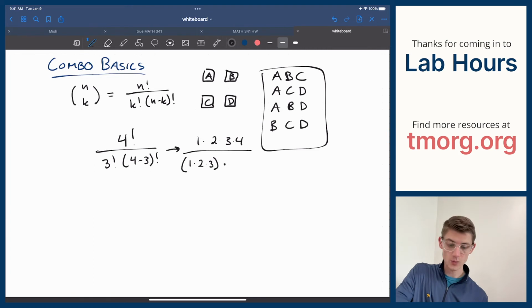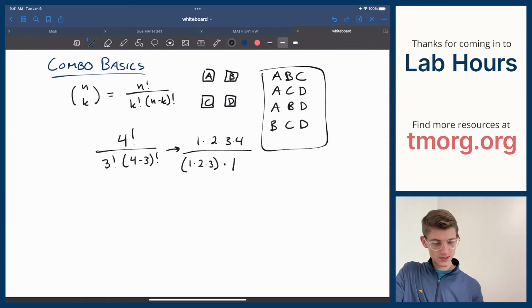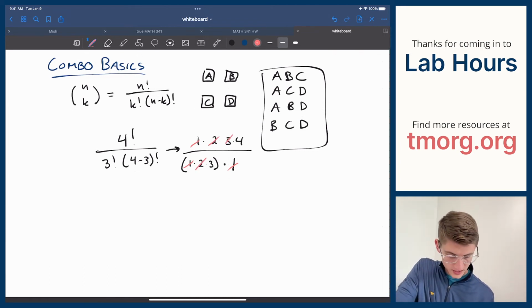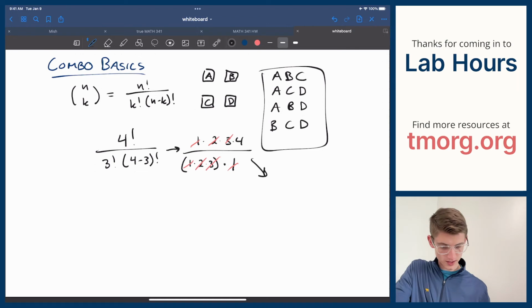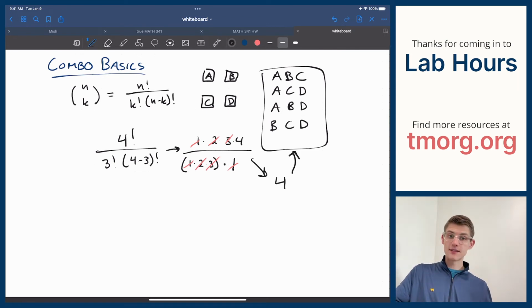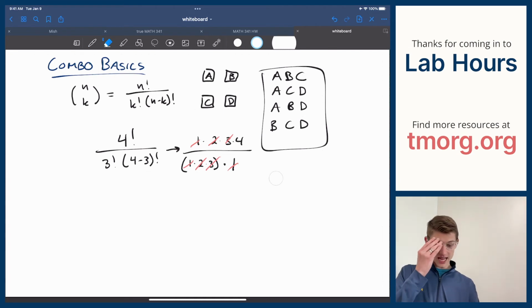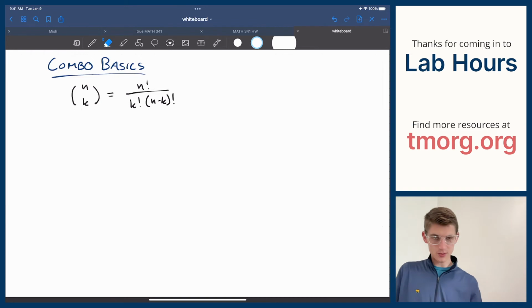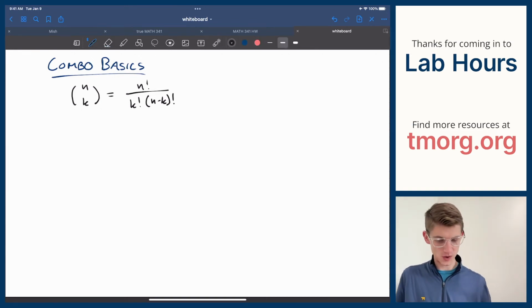4 minus 3 is 1. 1 factorial is 1. So let's do this really quick. 1's cancel out everywhere because of the identity property of multiplication. These 2's will cancel, and these 3's will cancel, and we are left with 4. Ka-chow. Would you look at that? Super cool. So that is how the math works, but let's think about this in a little bit more of a real-world example, and I'm going to stretch the definition of real world here for this one.